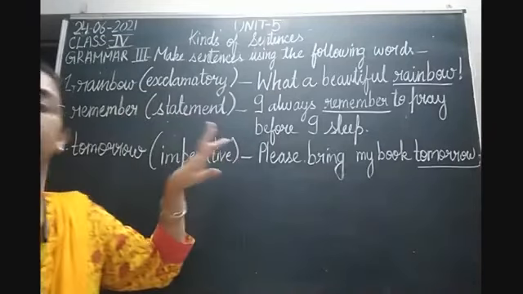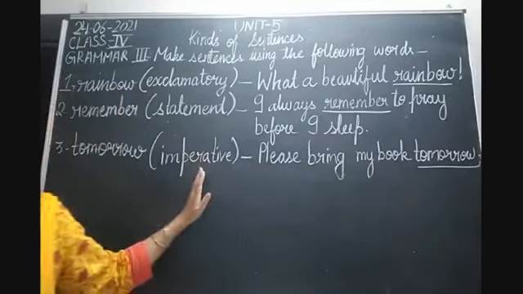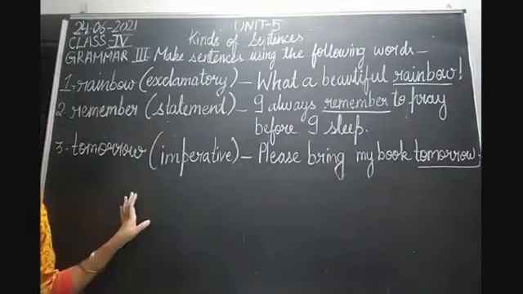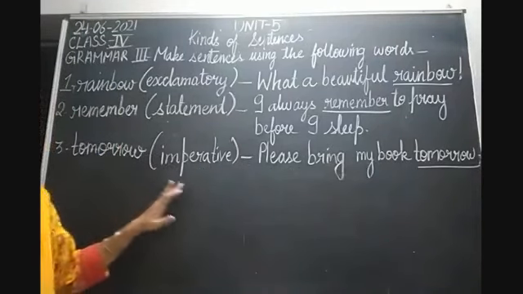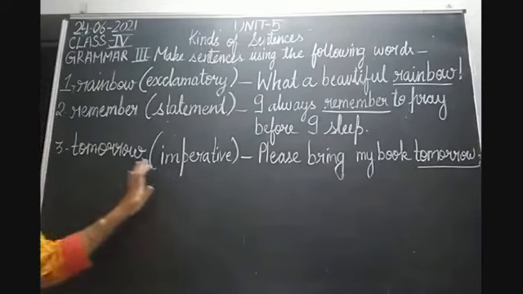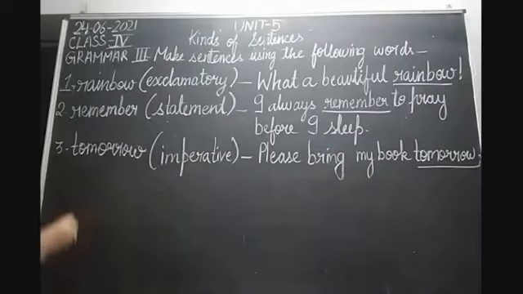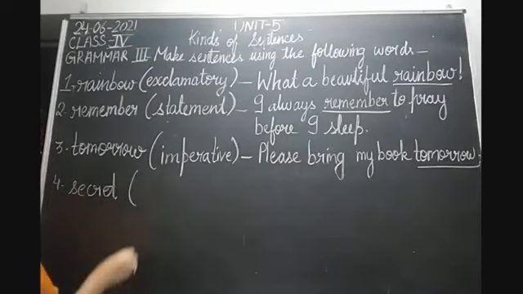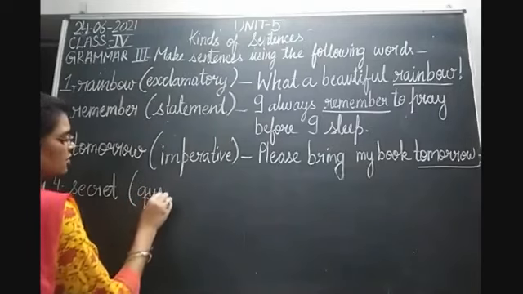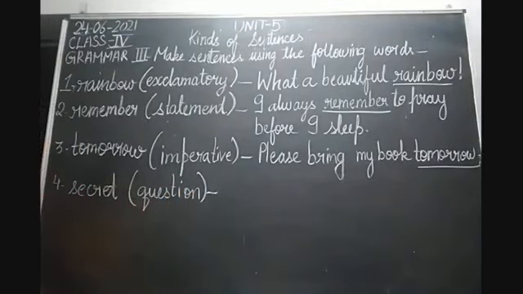हमने please लगाया है, which indicates कि हम क्या कर रहे हैं, हम request कर रहे हैं. So, all these sentences which express our request, command and advice, they are what? They are imperative sentence. And here we are requesting someone, please bring my book tomorrow. Now, the fourth one. And the fourth word is secret. And this we need to frame a question. Interrogative sentence, which means we need to have a question mark at the end.